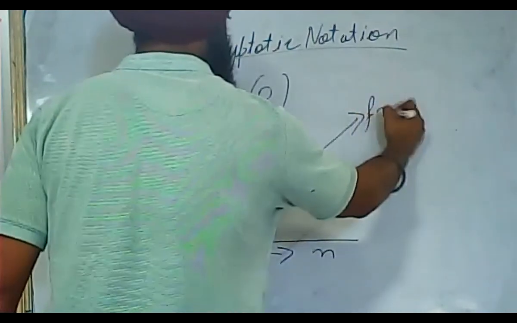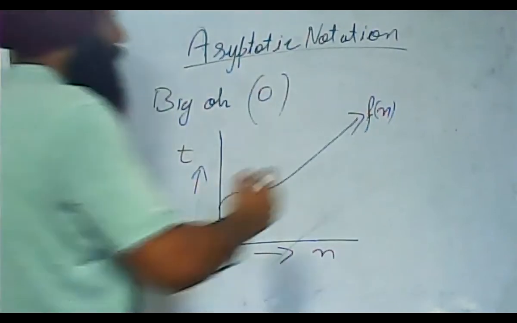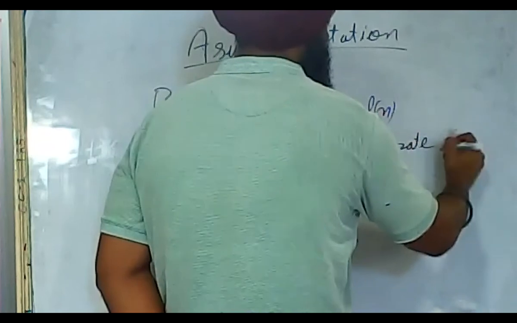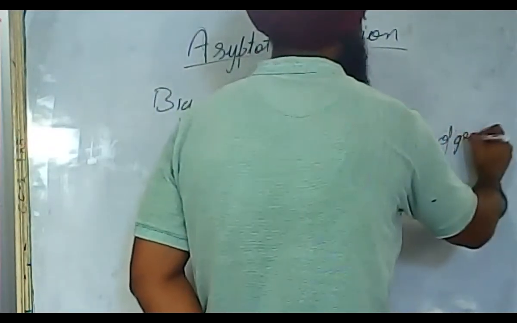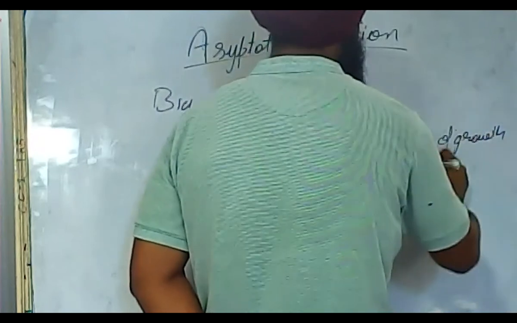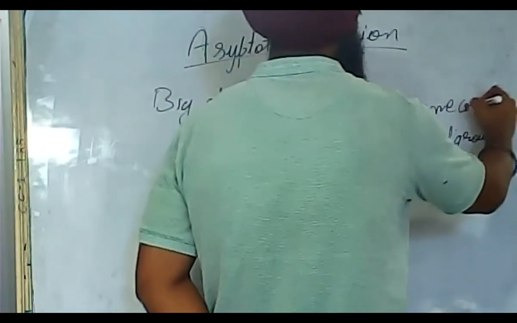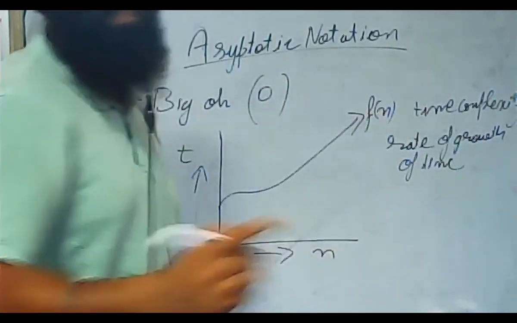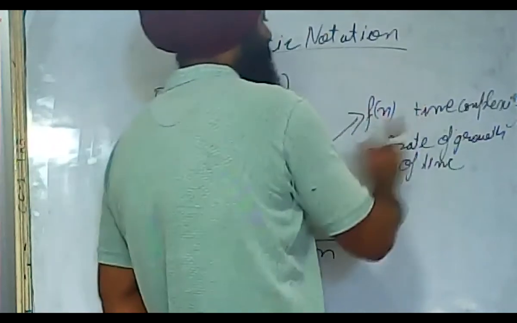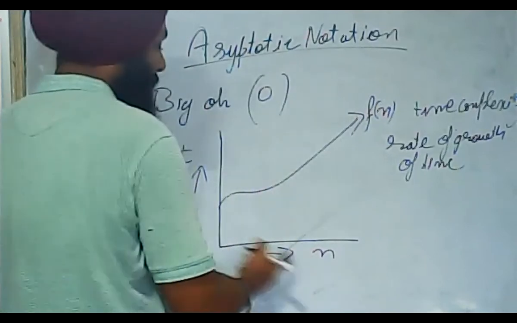Now there is a function f(n), which is nothing but the rate of growth of time, or we can say it is the time complexity of a particular algorithm. How to find the time complexity of a particular algorithm, we'll discuss in the next class. But this function is the time complexity or rate of growth of time. It increases as the number of elements increases.